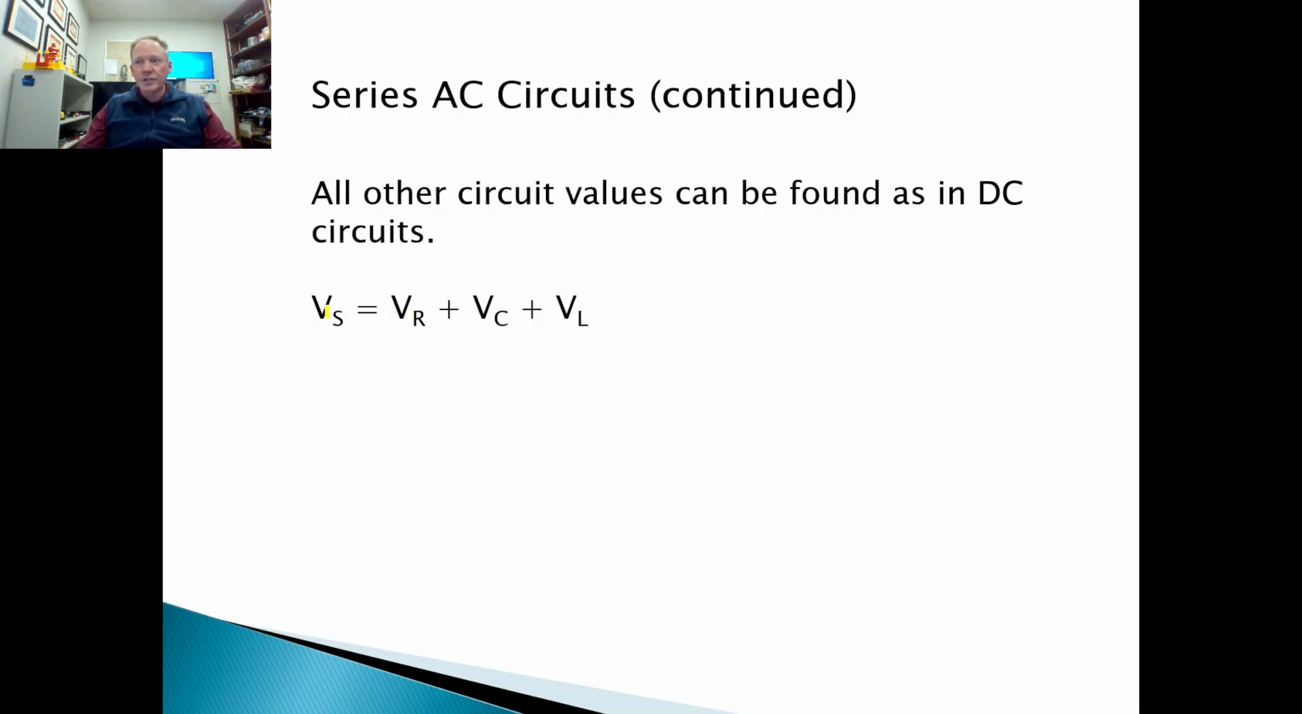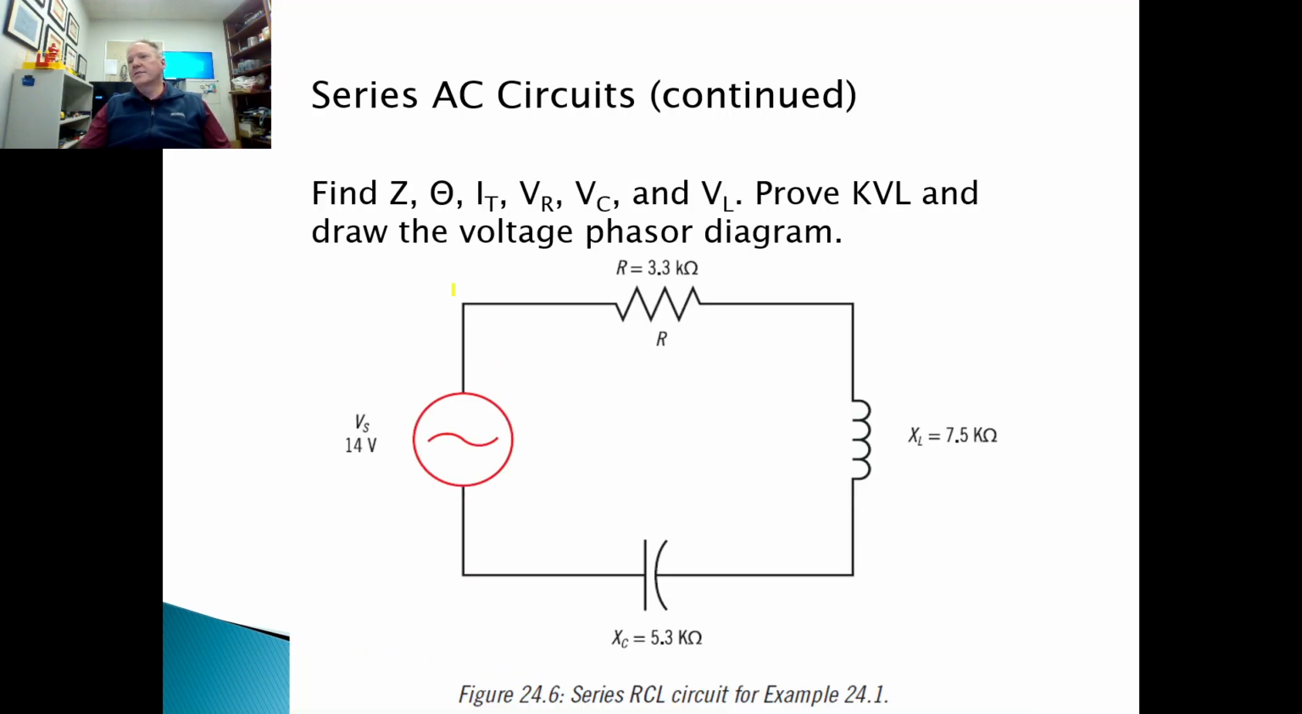So now the source voltage, Kirchhoff's voltage law, is VR plus VC plus VL has to equal VS. Or if you say VS minus all this, it should equal 0. All right, so now we have a circuit here where we're going to find theta. We're going to find Z, total current, voltage across the resistor, voltage across the capacitor, and voltage across the inductor, and then prove Kirchhoff's voltage law is true.